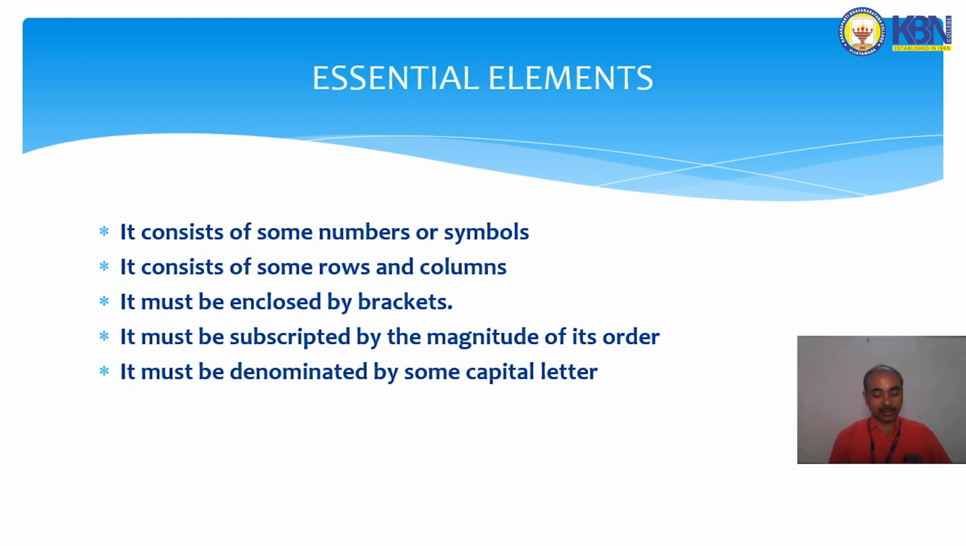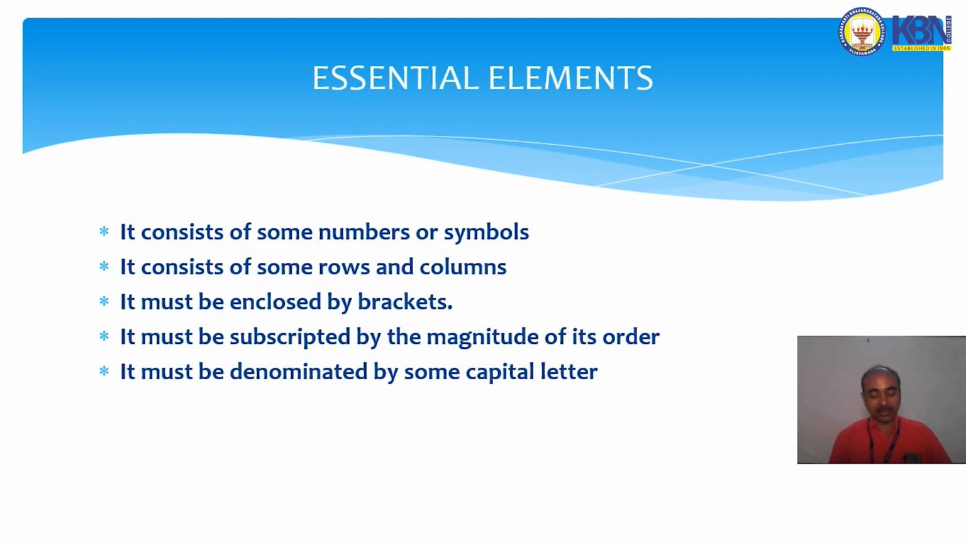Therefore, third one, it must be enclosed by brackets. A group of orderly arranged numbers or symbols to be called a matrix must be enclosed by some brackets which are used to represent a matrix. Next one, it must be subscripted by the magnitude of its order. That means it should be represented as 4 into 3 matrix, 5 into 3 matrix, like that.